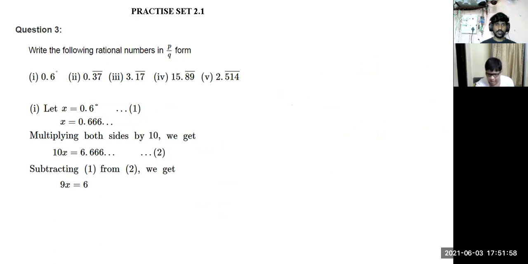Value 6 and 9. Here 9 is in multiplication with x. So what will it be?